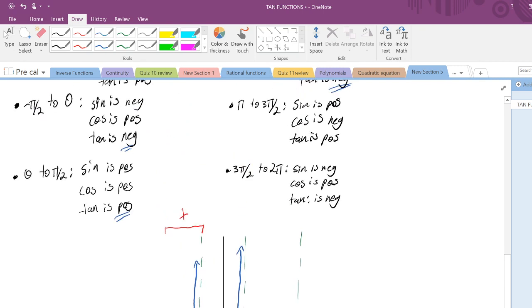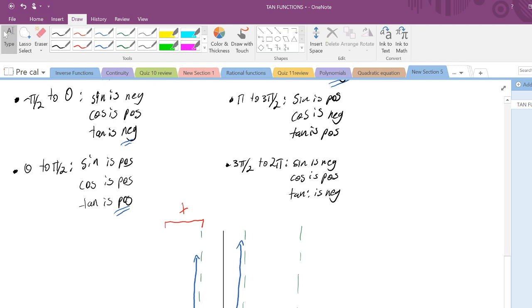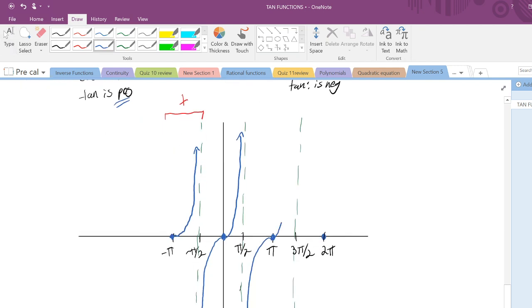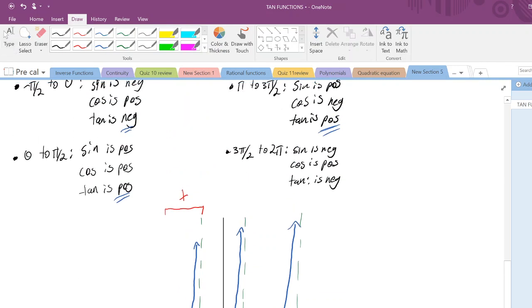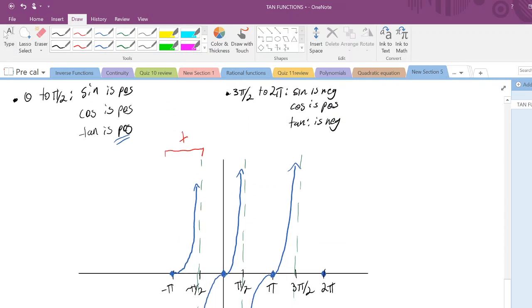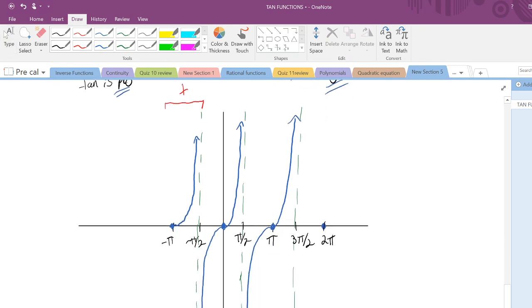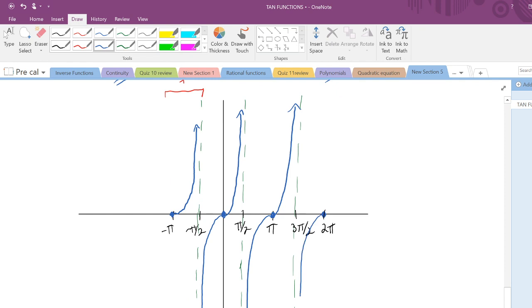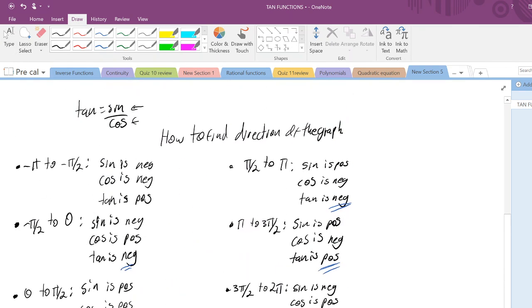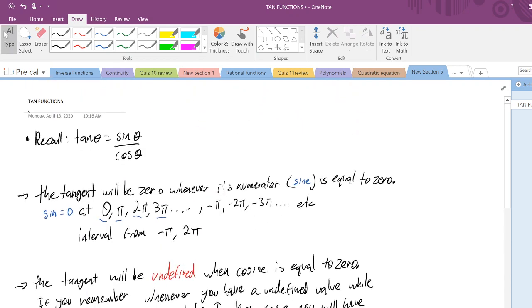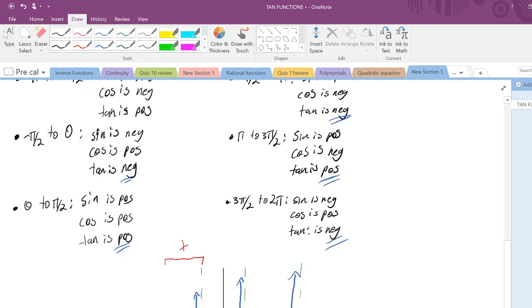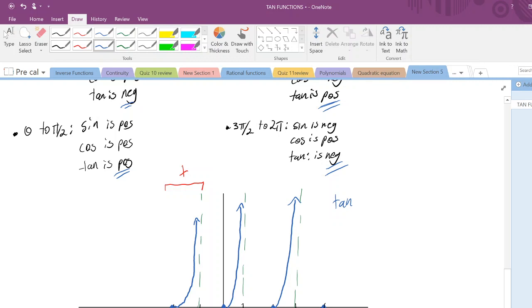And from pi to 3 pi over 2, as you guys can imagine or notice, it is going to go positive. And lastly, from 3 pi over 2 to 2 pi, the tangent is going to be negative. So it's going to look like this. And it's going to keep on repeating like that. So this is how a tangent function looks like. This is just your tan of x.